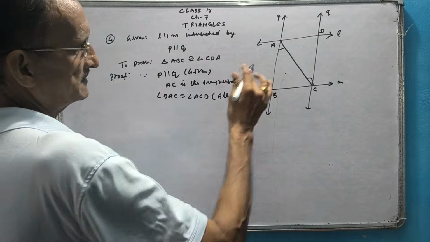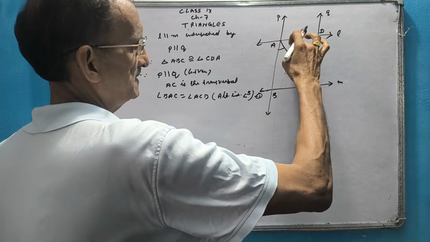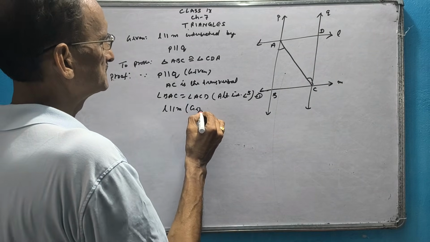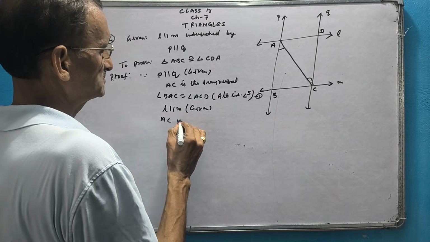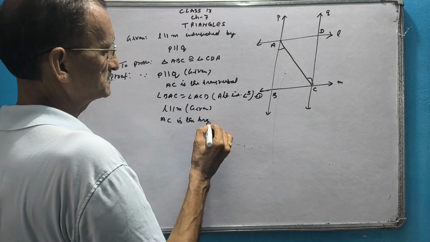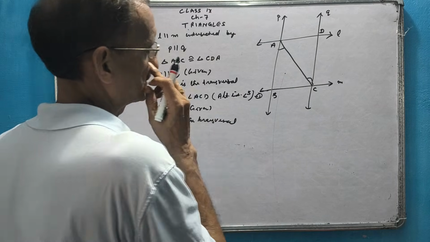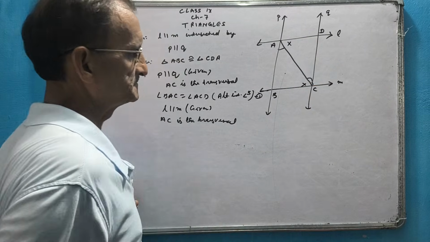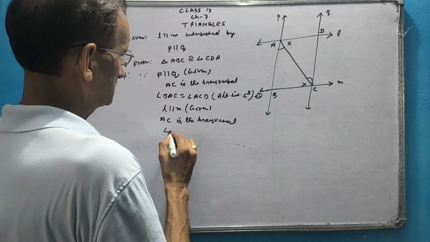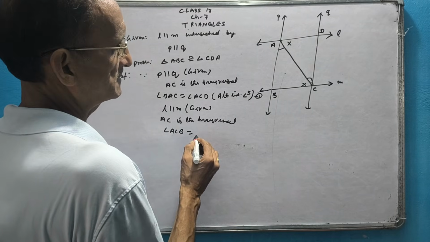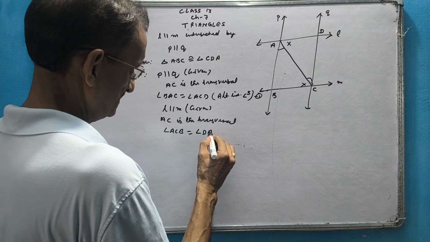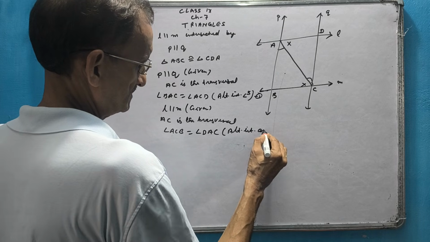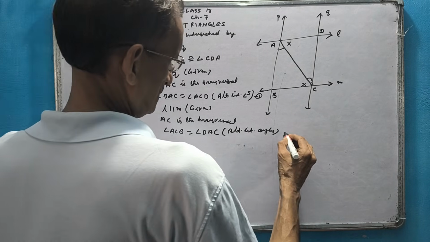Again, L parallel M given, and again AC is the transversal. So we have here, this is L, this angle, this is M, this angle. What is the name? Angle ACB equal to angle DAC. This is also alternate interior angles. You can give equation 2.